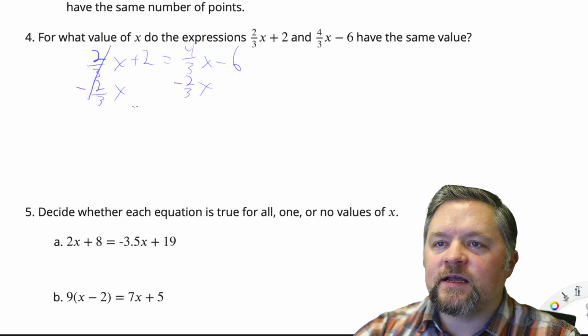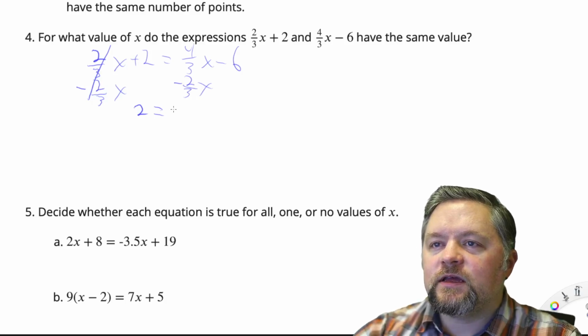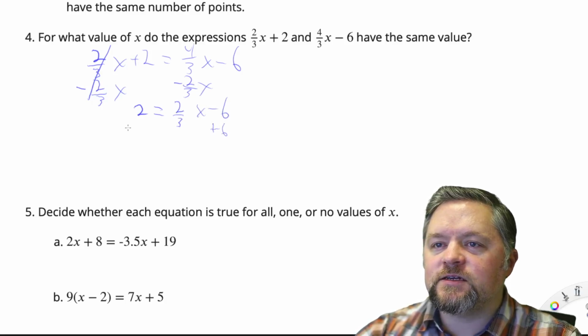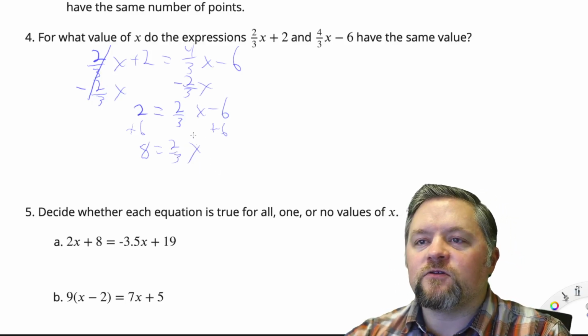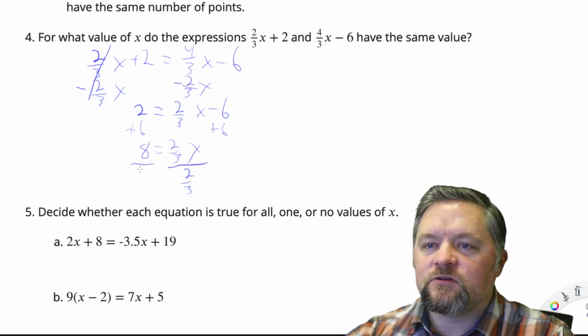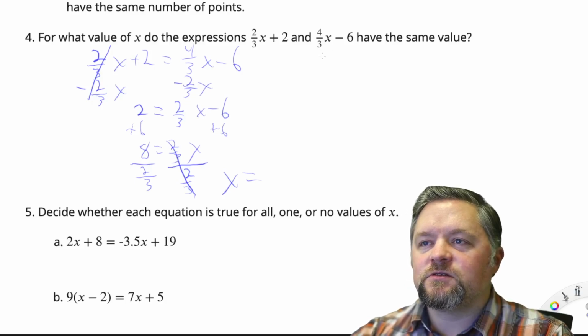Those cancel, leaving just 2 on that side. 4/3 take away 2/3 is 2/3. Subtract 6. To get rid of the 6, we've got to add 6 to each side. So 8 equals 2/3 x. Now what do we have to do? 2/3 is stopping the x from being by itself. They're being multiplied, so we want to divide by 2/3. Do it to one side, do it to the other. Those will cancel. X equals 8 divided by 2/3.